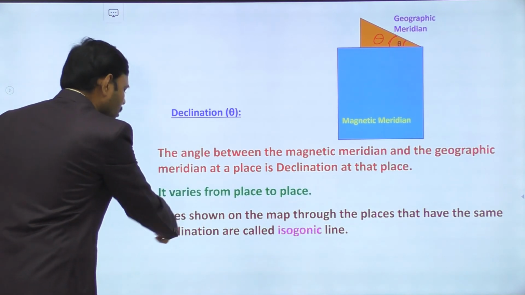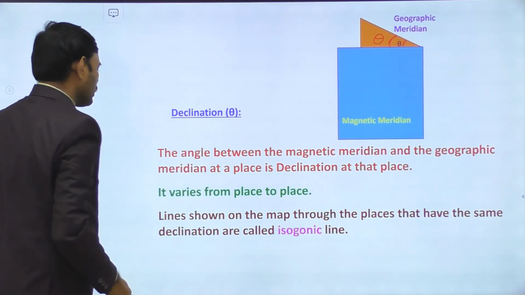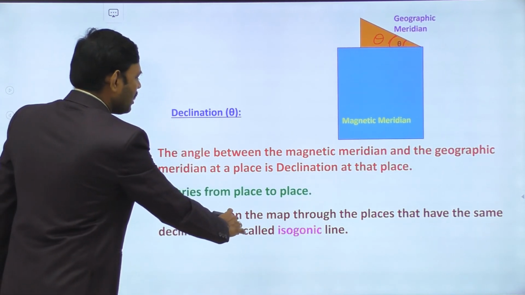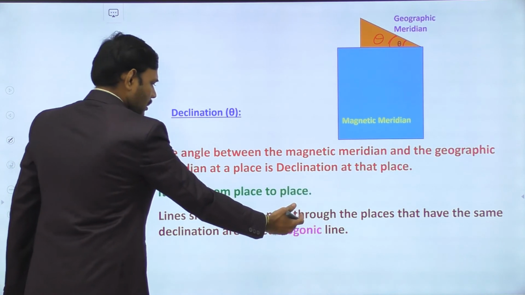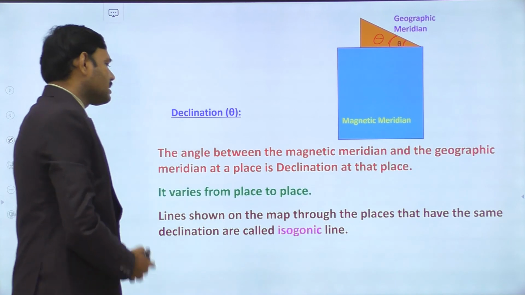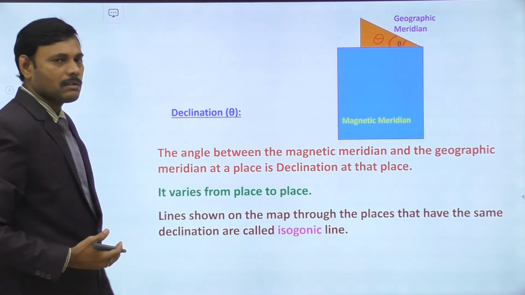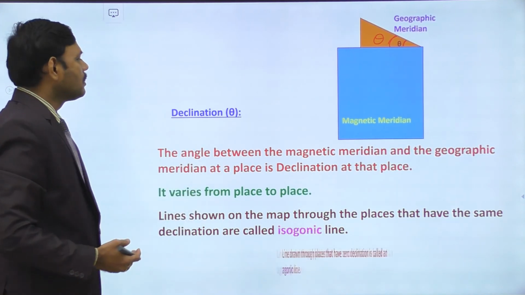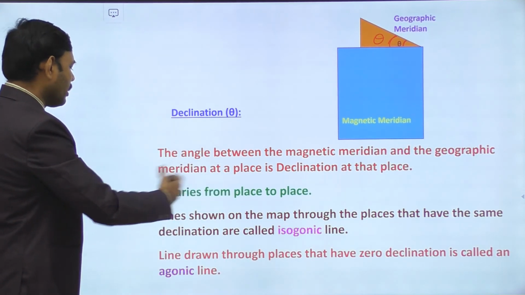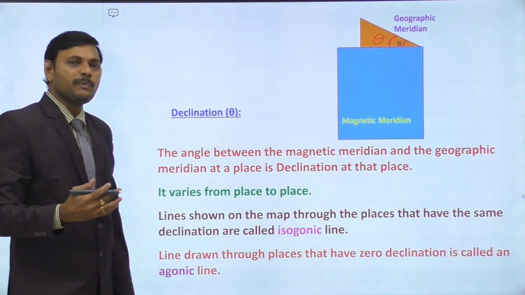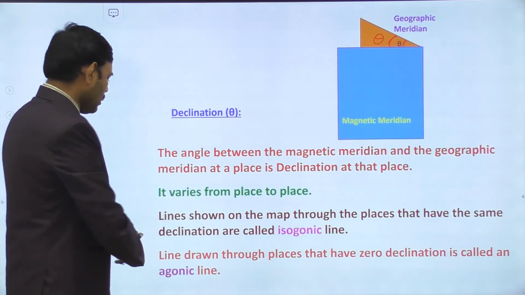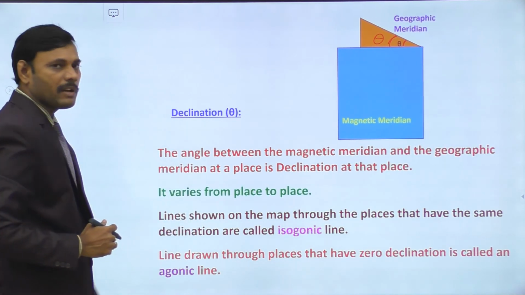So this is one more definition, an extension to this one. Lines shown on the map through the places that have the same declination are called isogonic lines. Iso means same, so the places possessing the same angle of declination form isogonic lines. And a line drawn through places that have zero declination is called an agonic line. So this is about angle of declination.